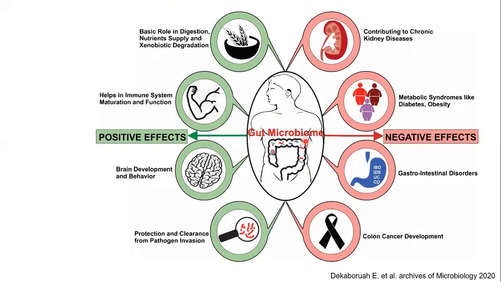Negative effects, particularly of the gut flora, are gastrointestinal disorders. IBD is very common, ulcerative colitis, Crohn's disease, and how can I forget what IBD means? Inflammatory bowel disease, sorry about that. Colon cancer development, it's been associated with metabolic syndromes such as diabetes and obesity. And this again has been shown to have different profiles that sort of drive the patient to have a predisposition to these conditions. And it has also been shown to contribute to chronic kidney disease.